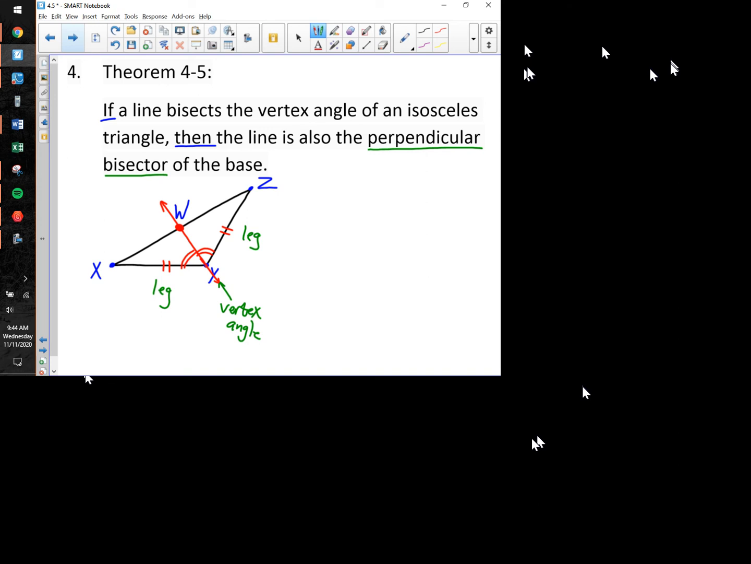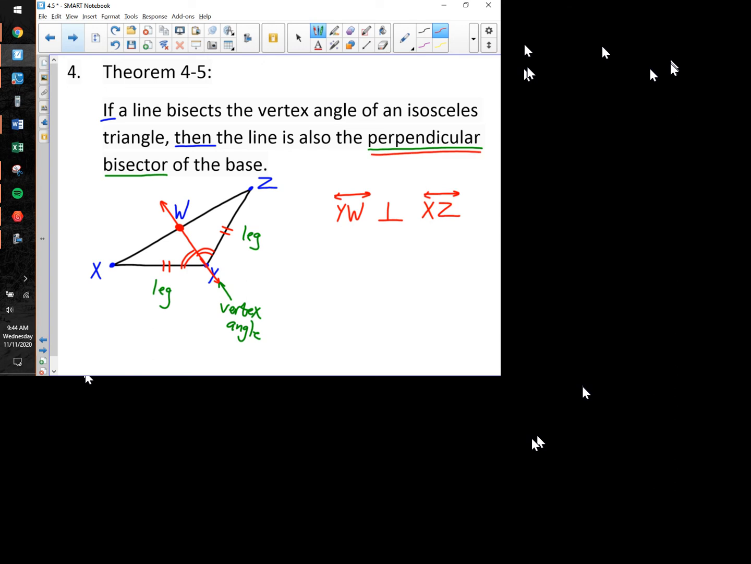So our conclusions here, guys, would be that line segment, line YW, and you could either make a segment out of that or a line, YW has to be perpendicular to the base of that triangle, which would be line XZ. So that's one conclusion. That takes care of the perpendicular part.